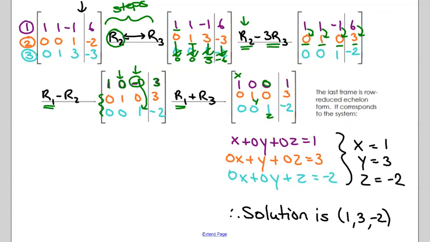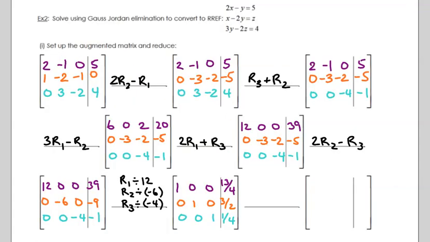Okay, so I'm going to show you a couple more, but they're essentially the same thing. Solve using Gauss-Jordan elimination, basically the same thing, to convert to row-reduced echelon form. All right, so put everything into your matrix first. This is going to be my purple. I've got 2 and a negative 1 right here. I also, oh, it looks like they have no z, so I'm going to put a 0 as a z, and this is my constant.